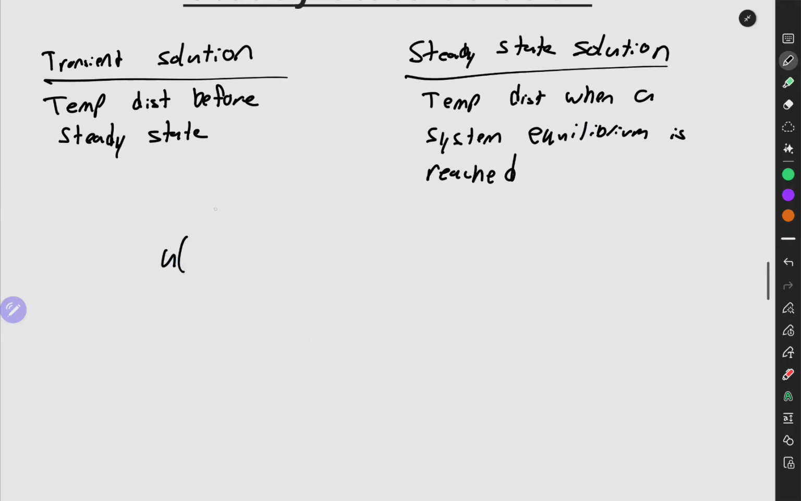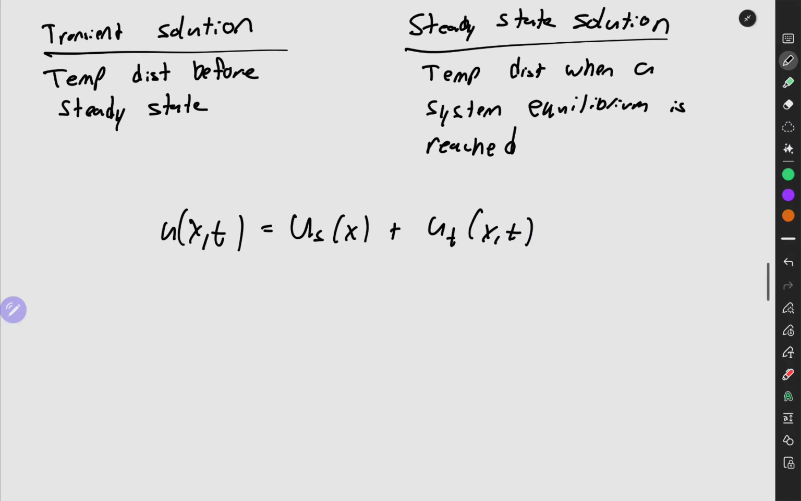And for heat equations, the solution is defined as the steady state solution, which is independent of time, plus the transient solution, which is dependent on time, because the steady state solution is not changing with respect to time once we get to that point. So it's independent of time.